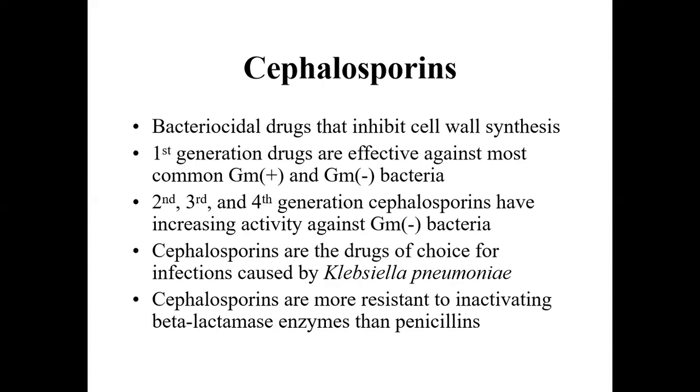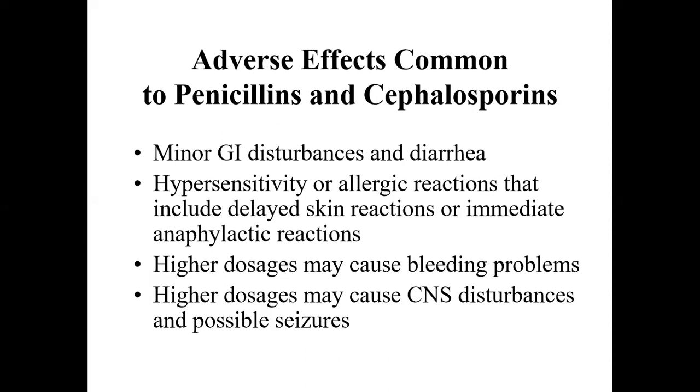Then we have cephalosporins. Cephalosporins are drugs that inhibit cell wall synthesis, and the first generation are effective against the most common gram-positive and gram-negative bacteria. There are second, third, and fourth generations of cephalosporins with increasing activity against gram-negative bacteria. So the higher the generation, the more effective the drug. Cephalosporins are the drug of choice for infections caused by Klebsiella and pneumonia, and they are more resistant to inactivating beta-lactamase enzymes than penicillins.